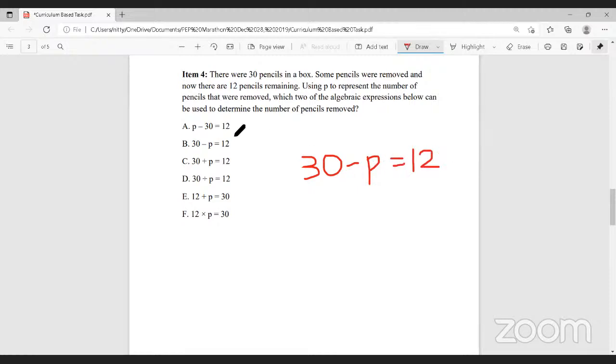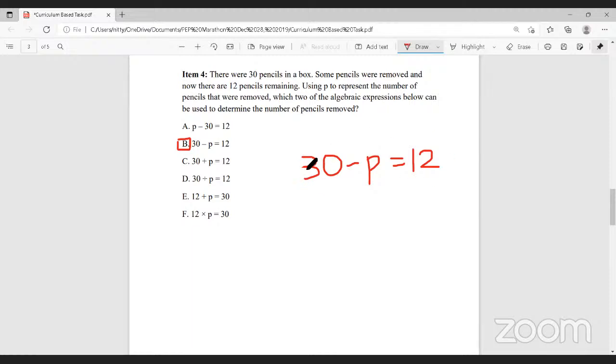30 take away P equal 12. It's right here at B. So far, B is a correct answer. Now, how else can we structure this to mean the same thing? We know that if we are subtracting, if we take this number from the one that we have here and we get this, we can always add this number and this number to get back this one.